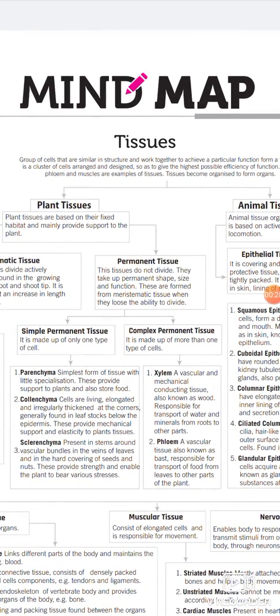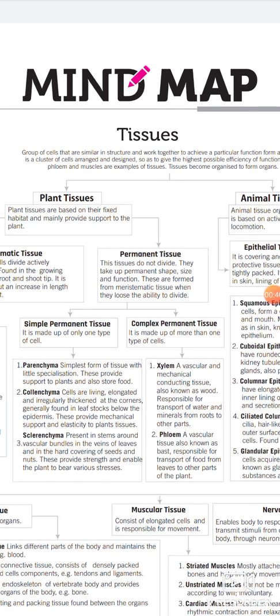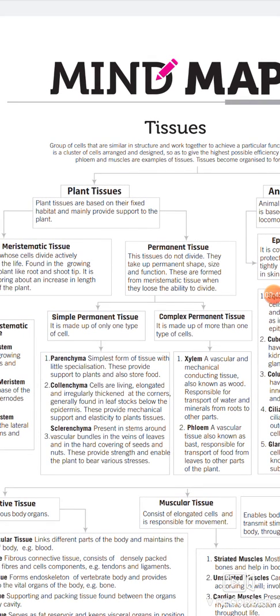Then we learned that tissues are mainly classified into two types: plant tissues and animal tissues. We were learning about plant tissues in our previous video, where we saw that plant tissue is further divided into two main types: meristematic tissue and permanent tissue.